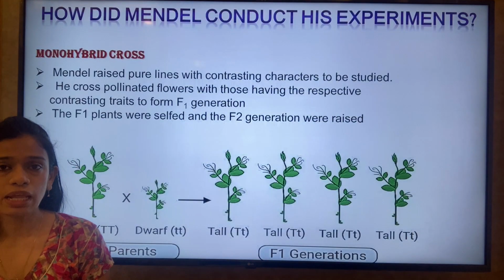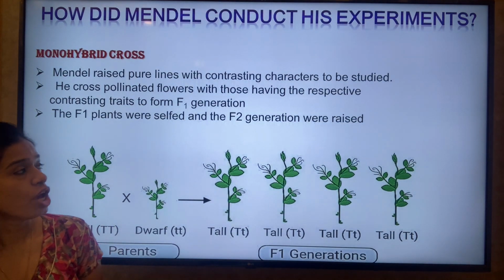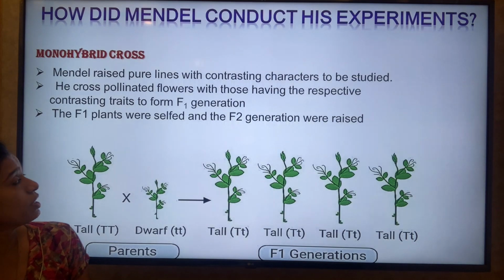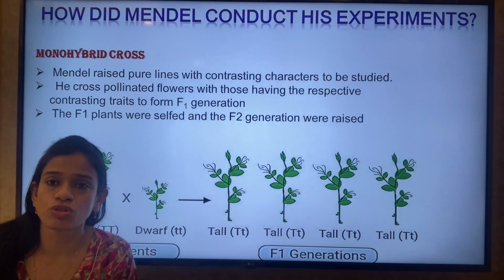Now let's see what exactly Mendel did. What did he do for his first type of cross? He raised pure lines with contrasting characters to be studied.